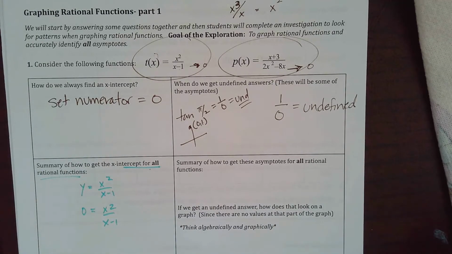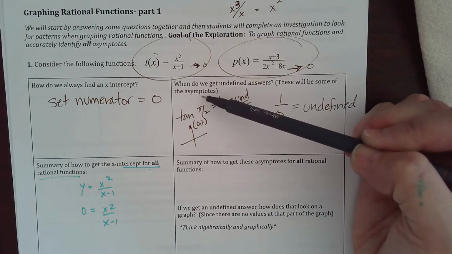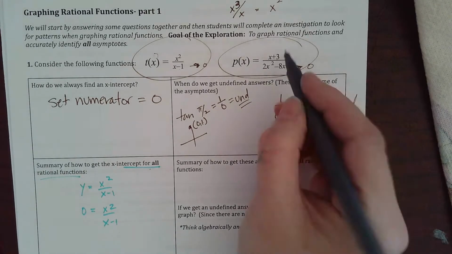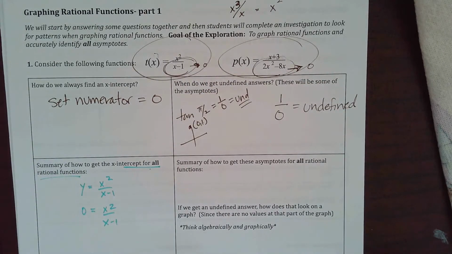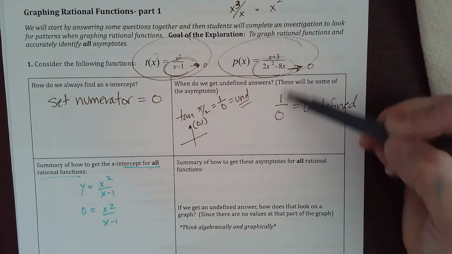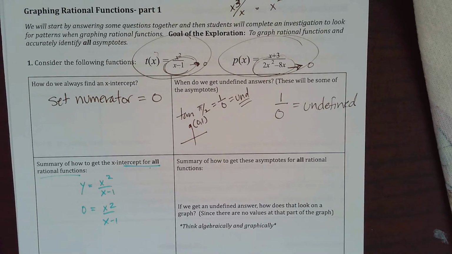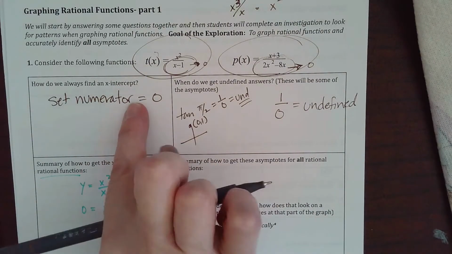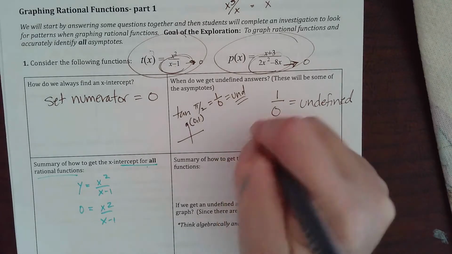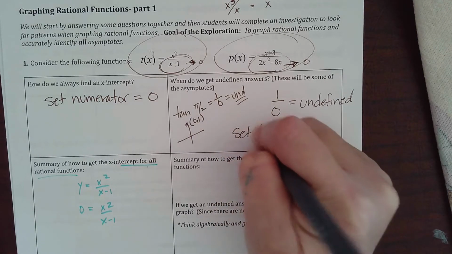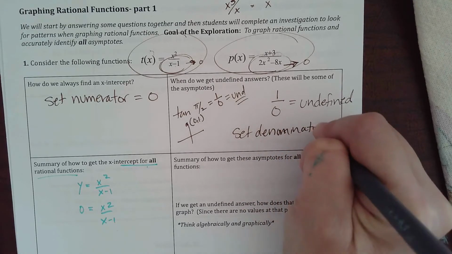So to recap, in order for us to find undefined answers, which is going to be some of our asymptotes, we need to look at when the denominator is going to be 0. Because anytime that denominator is 0, you're going to get some value over 0, which is going to result in undefined. So our shortcut way to find x-intercepts, we set the numerator equal to 0. To get our vertical asymptotes, we're going to set the denominator equal to 0.